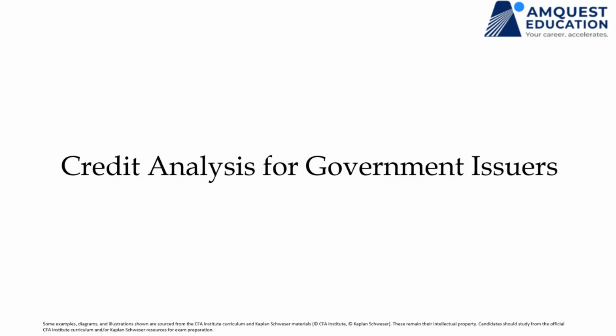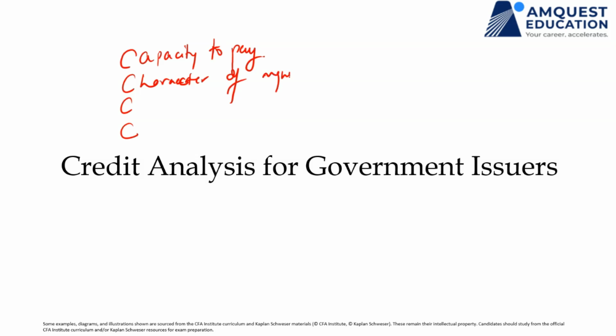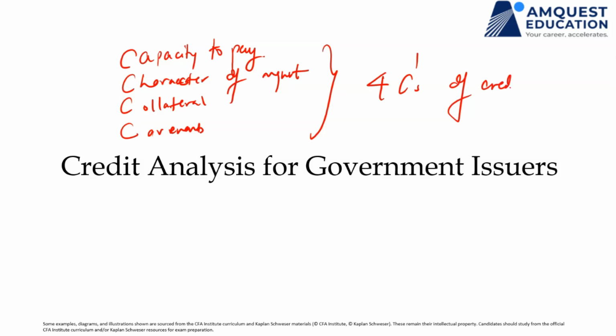Now, also remember, when you're doing credit analysis, a lot of people follow the 4 C's of credit analysis. Capacity to pay. Before we get into government, this is important to understand. Capacity to pay, character of management, collateral that you provide, and covenants. These are called the 4 C's of credit rating or credit analysis.